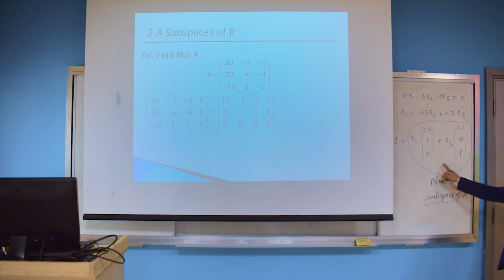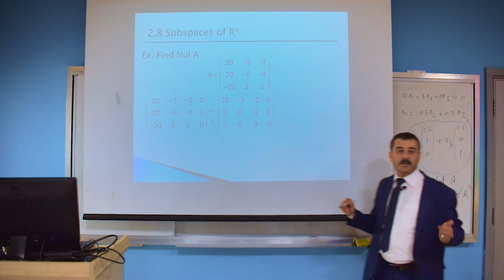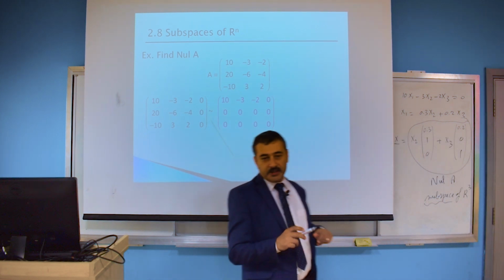Now look at this guy. It is the span. It is a span. So since it is a span, then it is directly a subspace. This is a span of actually two linearly independent vectors. So the span of these guys is a plane in R3.